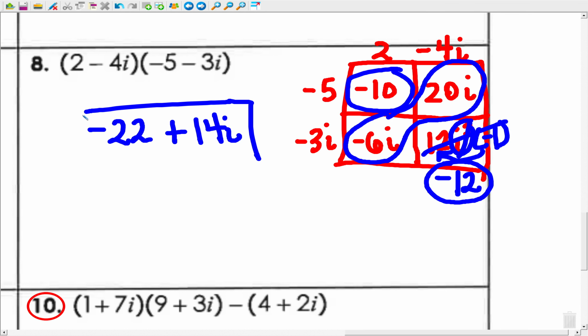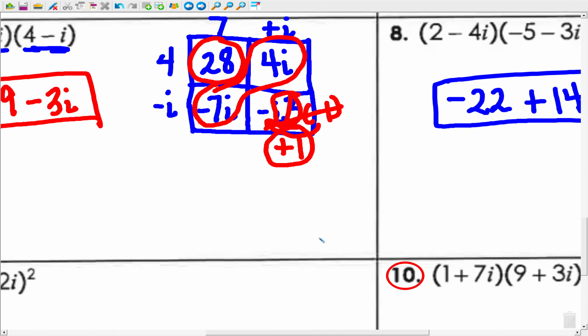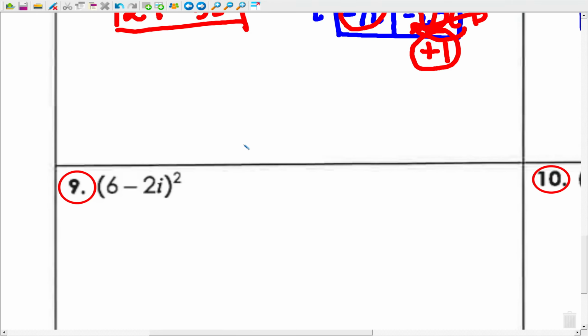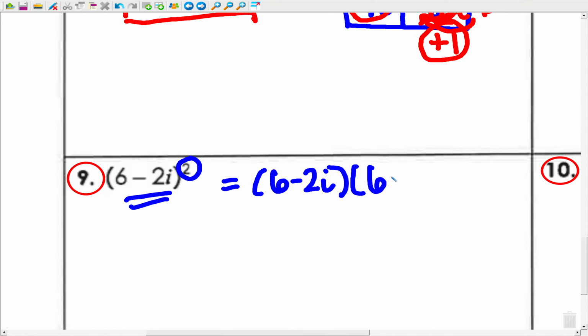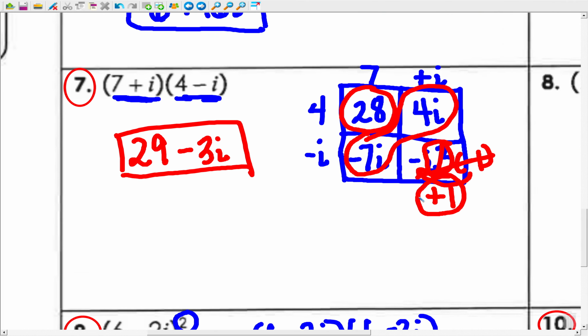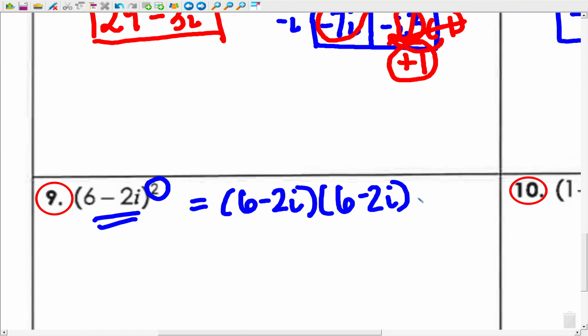Now, I shouldn't have worked this problem because it wasn't circled. And so because of that, I'm not going to work number 9, even though I circled that one. But I do want you to understand that what this is asking you to do is to write down your binomial twice. Because if it says that it's to the second power, this means you have 6 minus 2i times 6 minus 2i. Once you see this is the setup, you would just do the box method like right here, like we just did on 7 and 8 to finish simplifying.